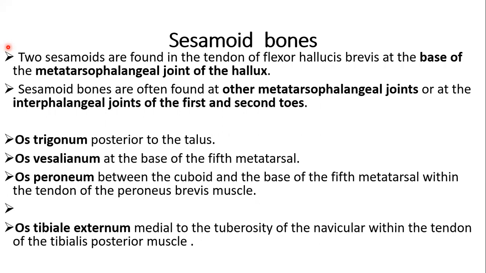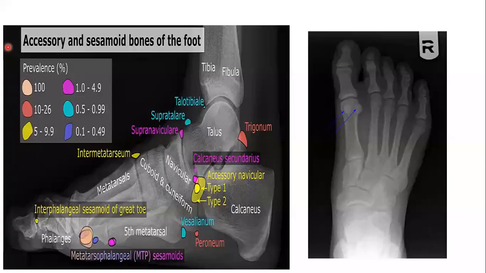Os vesalianum at the base of the fifth metatarsal. Os peroneum between the cuboid and the base of the fifth metatarsal within the tendon of the peroneus brevis muscle. Os tibiale externum medial to the tuberosity of the navicular within the tendon of the tibialis posterior muscle. The most important ones are the metatarsophalangeal joint sesamoids of the hallux and the interphalangeal sesamoid of the great toe.